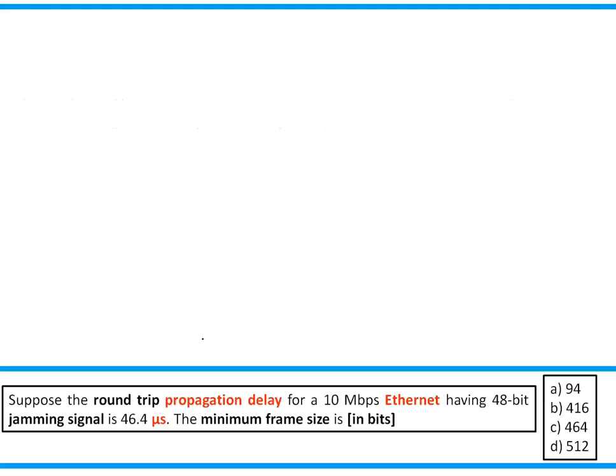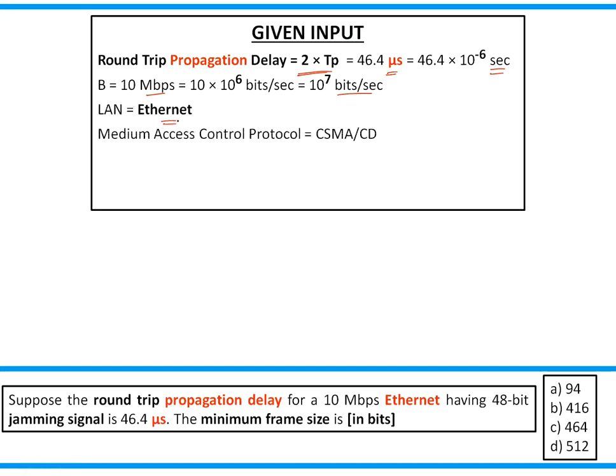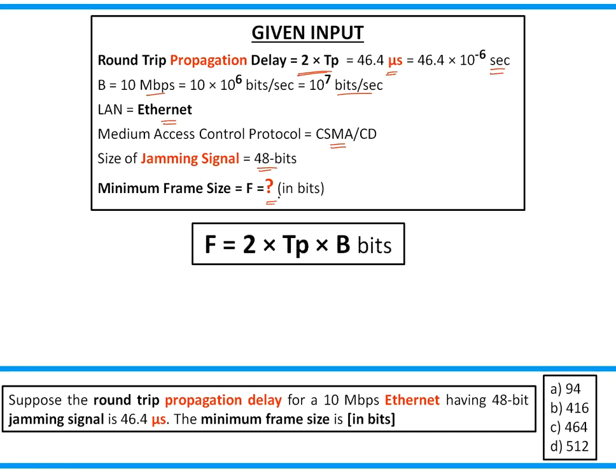This is what is given. Round trip propagation delay, that is 2 TP, is given in microseconds; I convert it into seconds. Bandwidth is given in Mbps; I convert it into bits per second. LAN is Ethernet. Whenever I say Ethernet, it is using 1 persistent CSMA/CD. Size of jamming signal is 48 bits. Minimum frame size, you know the formula. Whoever uses CSMA/CD, F minimum is equal to 2 TP into B bits. That is equal to 464.